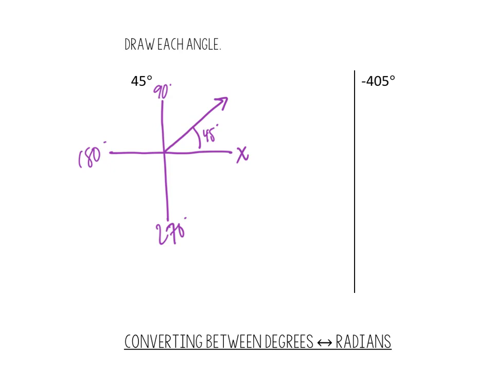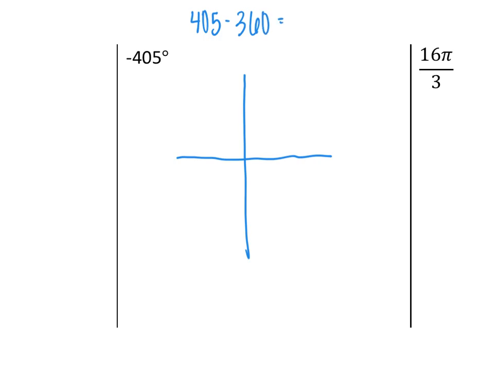Let's go over to a larger angle and think about negative 405 degrees. In your head, you might be thinking, well, first of all, it's negative, so we're going to be going backwards on the unit circle, but it is also bigger than one full rotation. That means we're going around the circle more than once. To figure out how much farther around the unit circle we're going, take away a full rotation from 405. 360 taken away from 405 gives us 45 degrees.